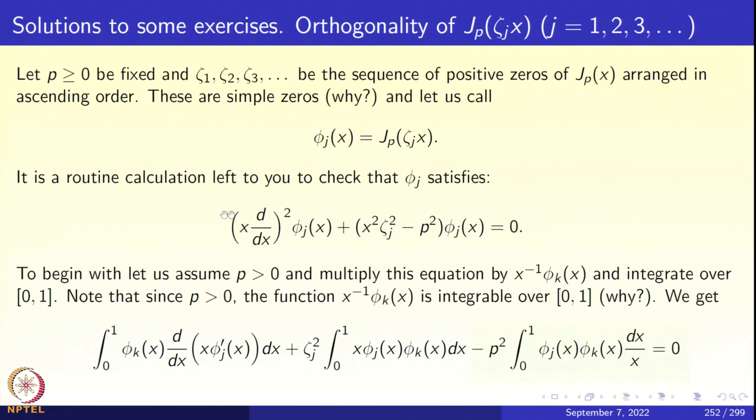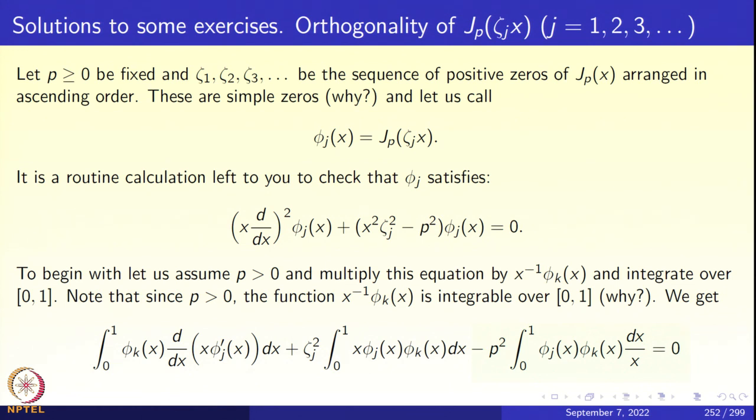So that's the idea. Multiply the differential equation by 1 upon x phi k(x) and integrate over 0, 1. The question that I want to ask you is, why is this an integrable function? See, phi k(x) upon x, is it integrable over 0, 1? Again, remember that since p is positive and phi k(x) is cooked up out of a Bessel's function, J_p(x) behaves like x to the power p.